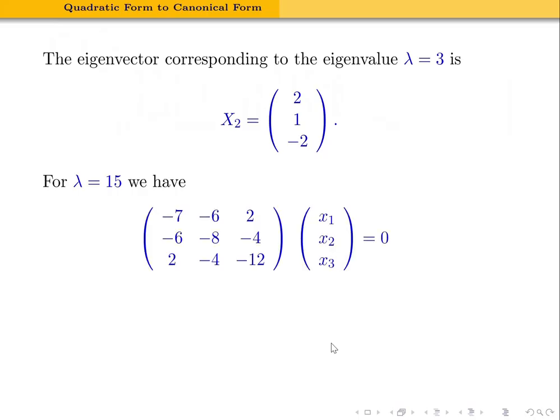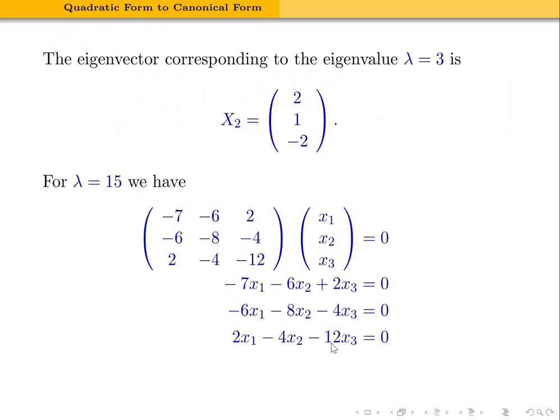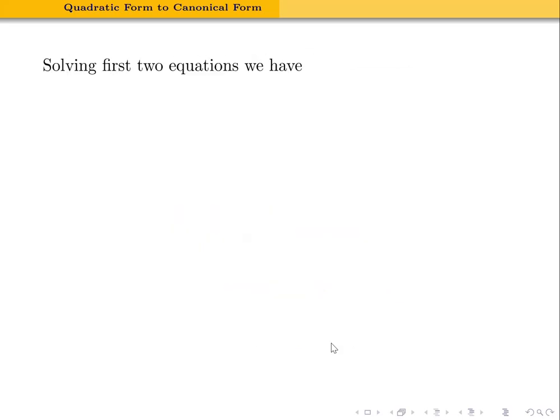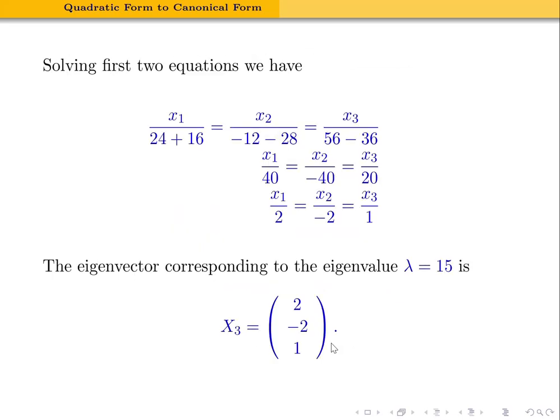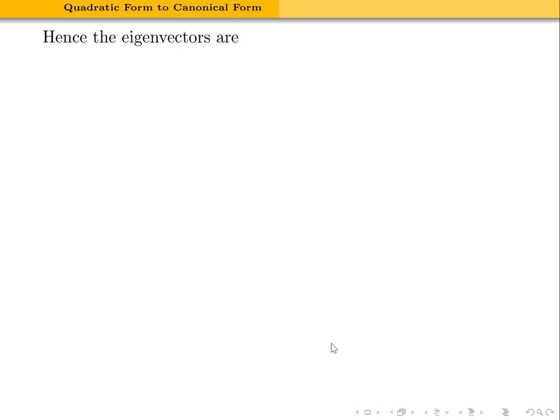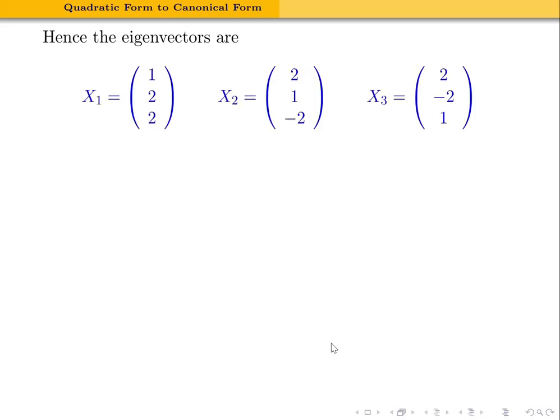So replace lambda is equal to 15. We will get a 3 system of equations. From this we can choose any 2 non-similar. So I am going to choose the first 2. From this we will get the third eigenvector 2, minus 2, 1 for lambda is equal to 15. Therefore, the eigenvectors are x1, x2, x3 as given.